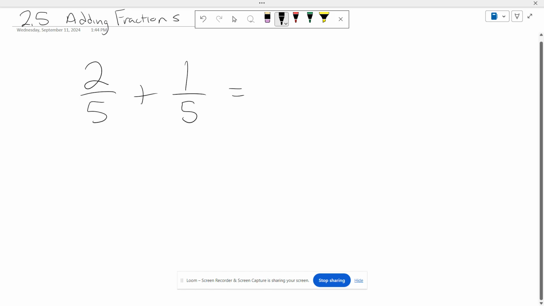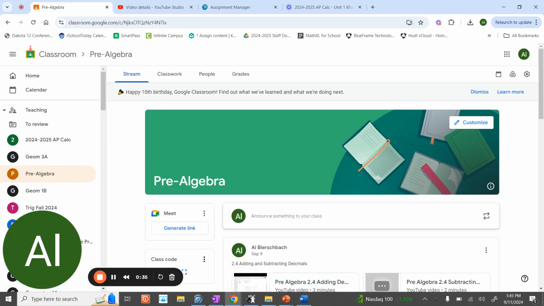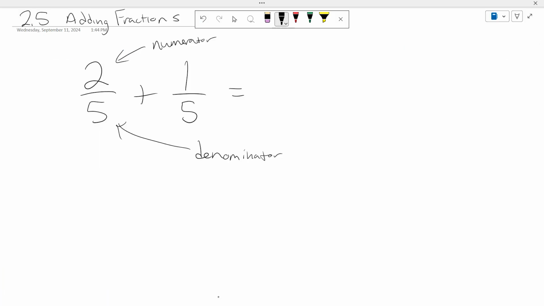2/5 plus 1/5. When you add fractions, they need to have what are called common denominators. Common denominators. So the top thing is called the numerator, and the bottom is called the denominator. So to add fractions, you have to get a common denominator, which these do.